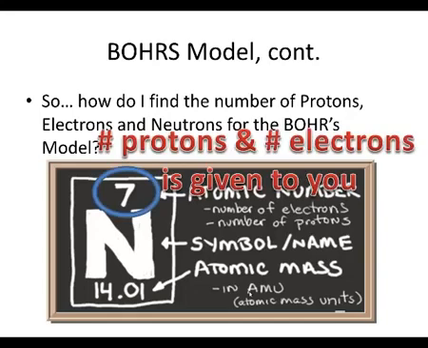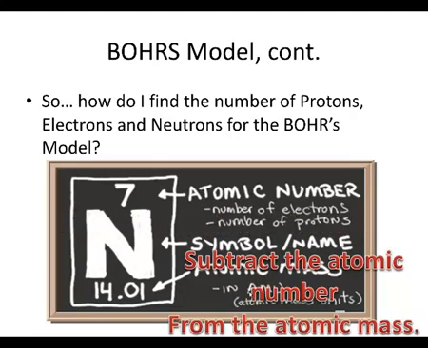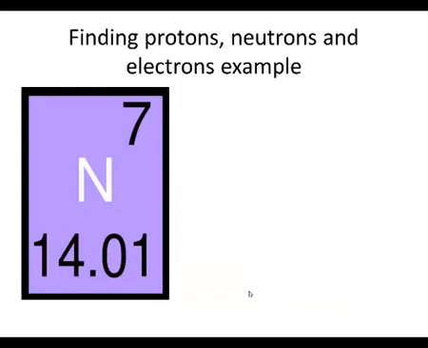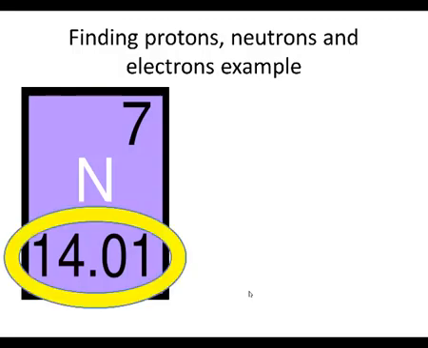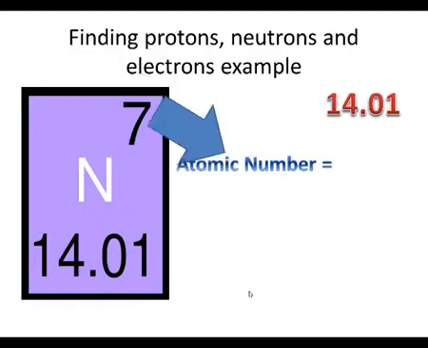So atomic number gives the number of protons and electrons. So it's given to you. In order for us to find the number of neutrons, we must subtract the atomic number from the atomic mass. So atomic number, atomic mass, and we're going to look at that on the next slide. So finding protons, neutrons, and electrons, here's an example of how to do that. We're still looking at nitrogen. Nitrogen has an atomic mass of 14.01. The atomic number is 7.